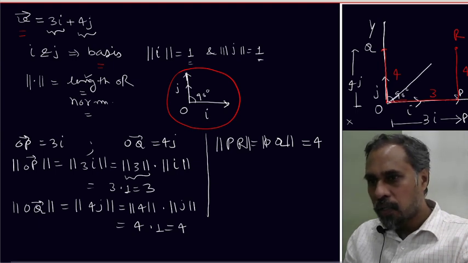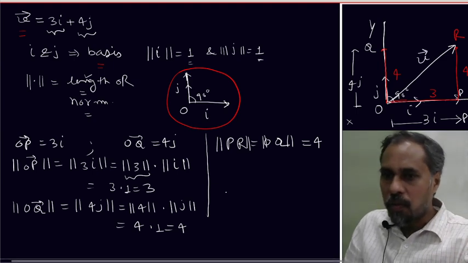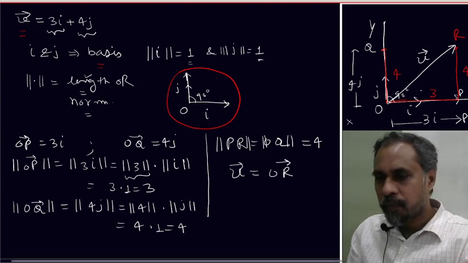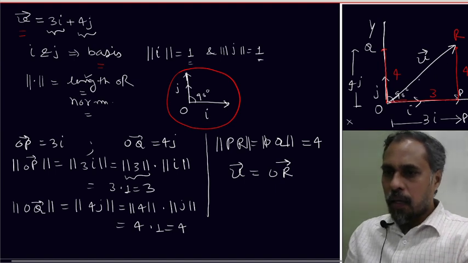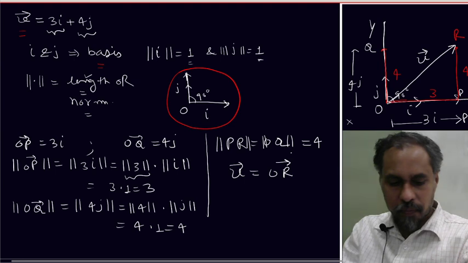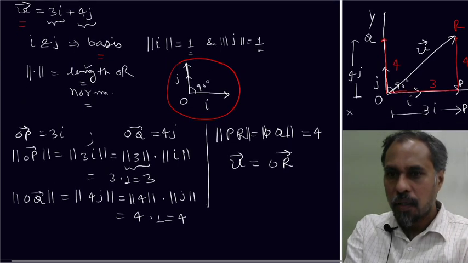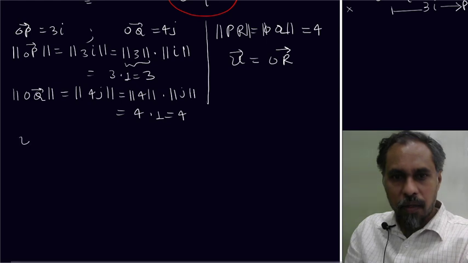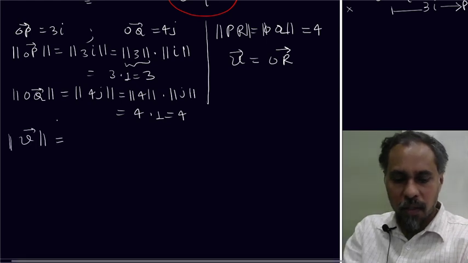I can sketch this vector V from O to R, that is the representation of the vector V. So vector V in the Euclidean space is nothing but the vector OR. Okay, so now can I find the length of this vector V? Yes, I can find the length of the vector by using the Pythagoras theorem.